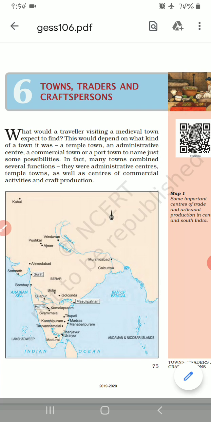Children, today we are going to learn chapter 6 of our history textbook, Towns, Traders and Craftspersons. In this entire chapter, we will be learning about towns, traders and craftspersons. Now, let's begin. What will a traveler visiting a medieval town expect to find?